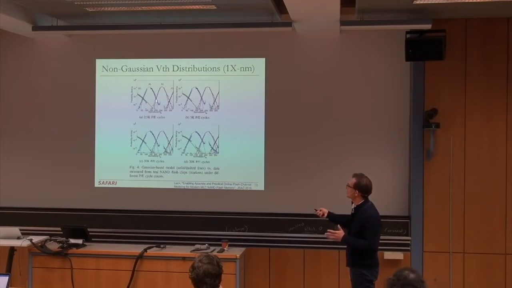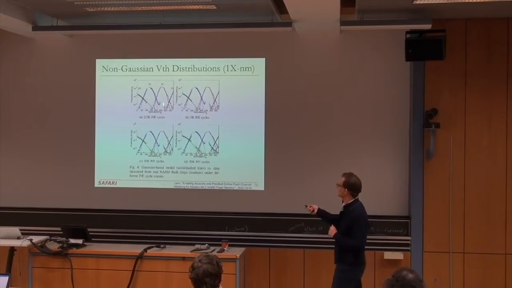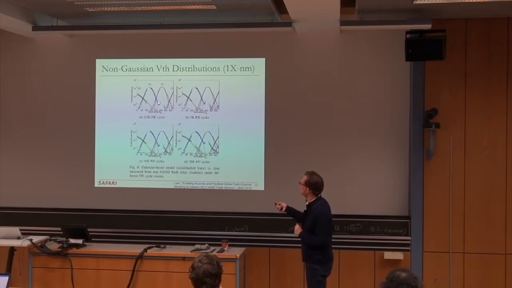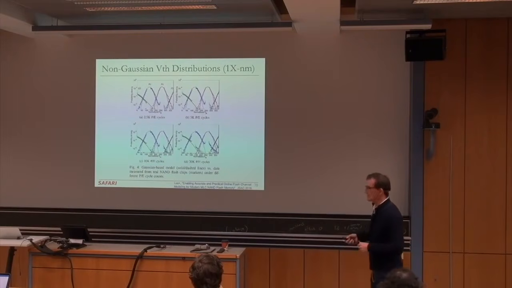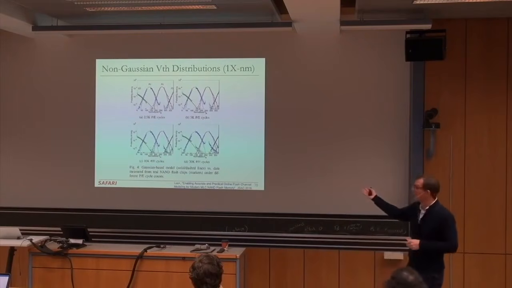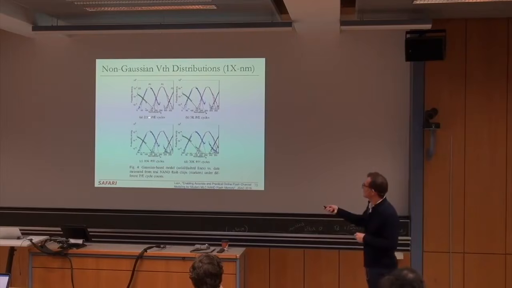And there are weird effects, as you can see, right? There's this part over here. That's a P1 state, and it happens to overlap a lot with P2. So there are a lot of overlaps. And this is the scaling problem flash memory had, essentially. There are a lot of overlaps between the distributions.